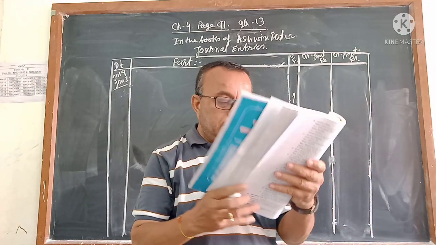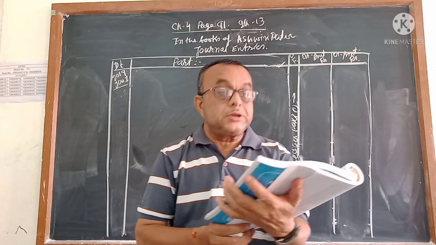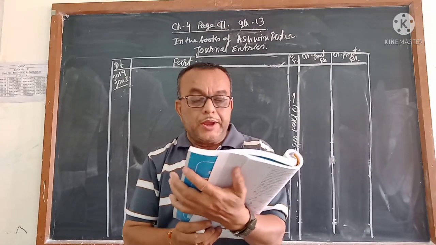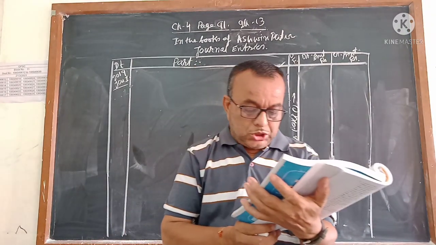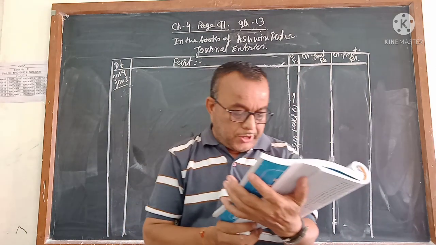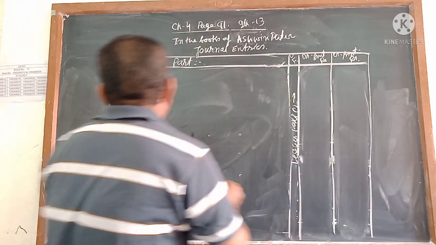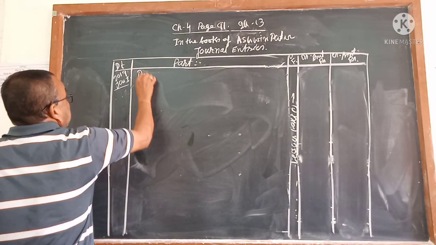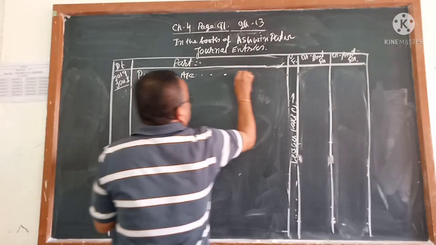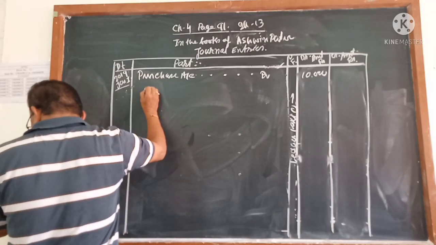So what is the journal entry? Purchase account debit, that is 10,000. Railway freight account debit. Why? Because the railway freight you pay is your expense. Railway freight account debit. Wages you pay, wages account debit. Now keep in mind how much will come. This is purchase account debit, purchase account debit of rupees 10,000. Then railway freight.